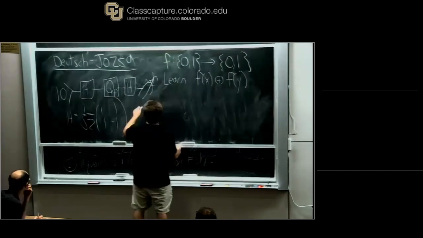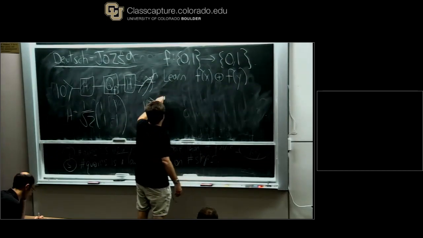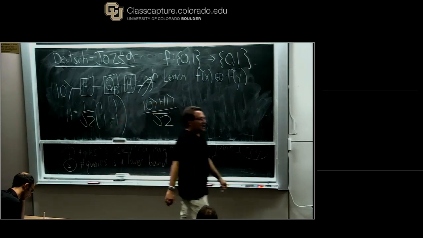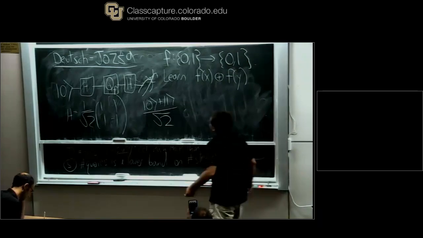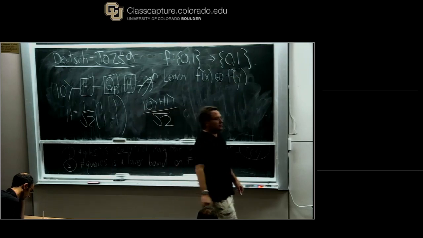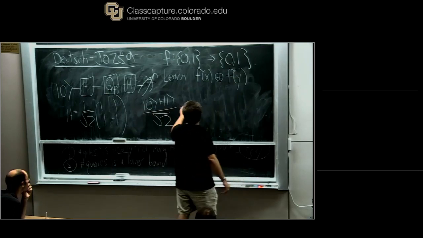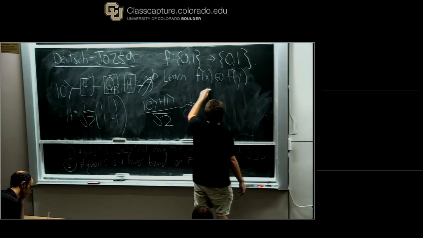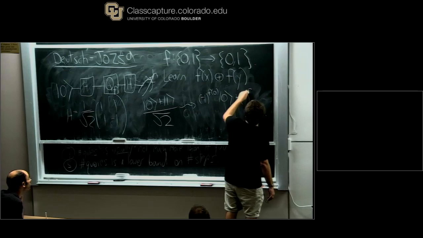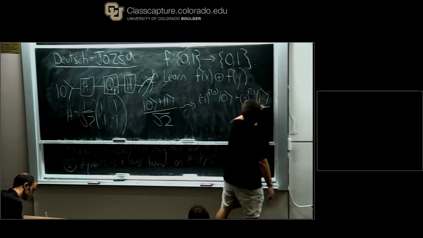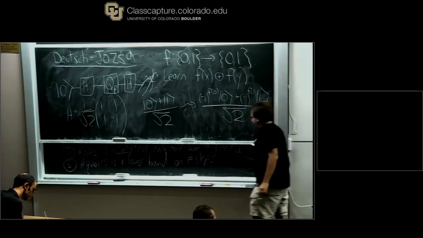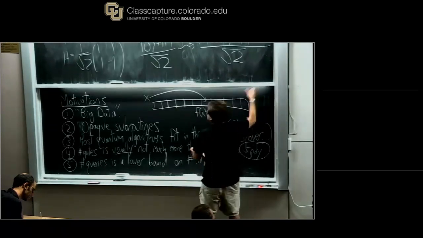Well, after I Hadamard, I've got a superposition of 0 and 1. Right? You agree? Now I do a phase query. What does that do? Well, that just writes f of 0 and f of 1 into the phases of these two basis states. So now I've got (-1)^f(0) |0> plus (-1)^f(1) |1>, over root 2. Okay. And now, well, what is that?